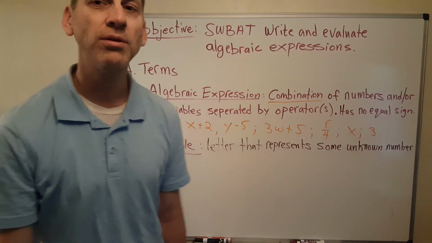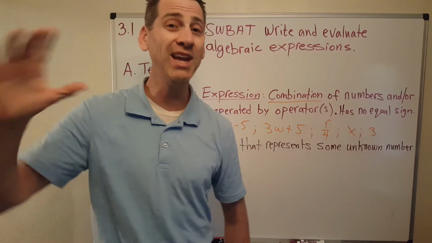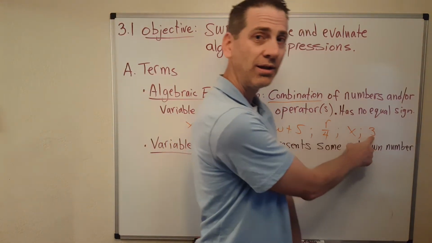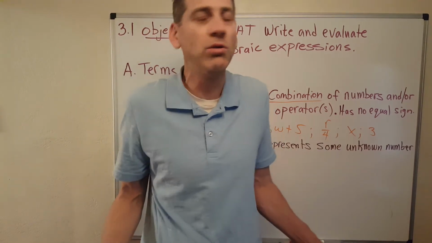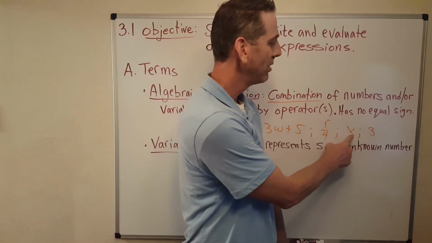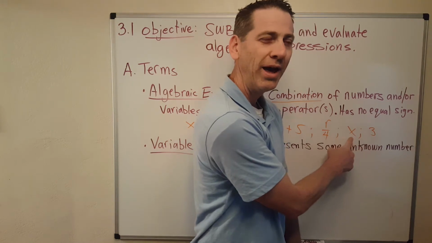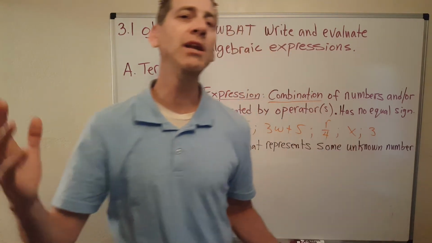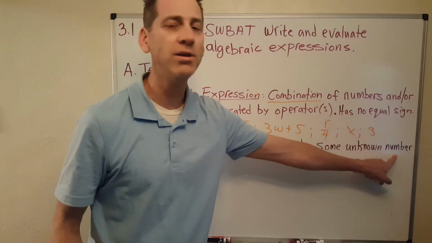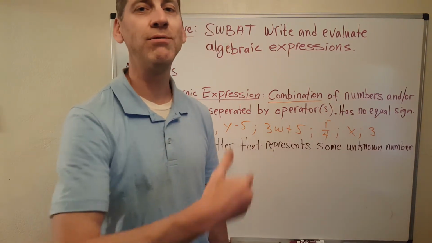Variable. What's a variable? Well, when you think about something that is variable, it means it's something that changes. It's not constant. For example, the number 3 is a constant. It's always 3. It's never 2. It's never 4. It's always 3. It's constant. X, however, means that it's some number that we don't know that can change value. So that's what a variable is. It's a letter that represents some unknown number that can change in value.